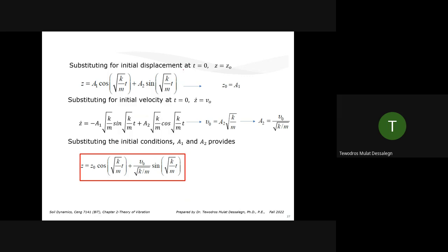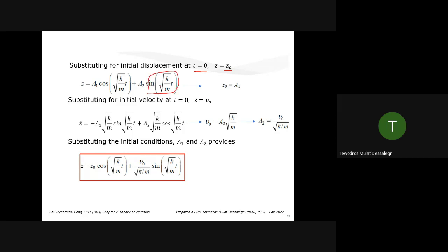Substituting for initial displacement at t equals t0, or the initial condition, we have z is equal to z naught. At t equals 0, you can put 0 here in sine and cosine. Cosine 0 you'll have 1, sine 0 would be 0. This term will cancel out.